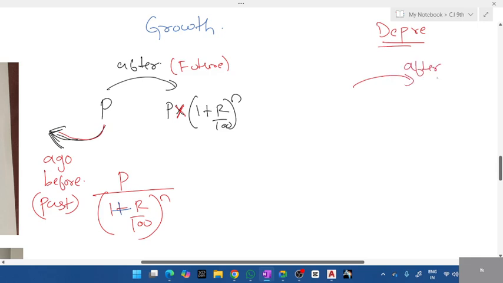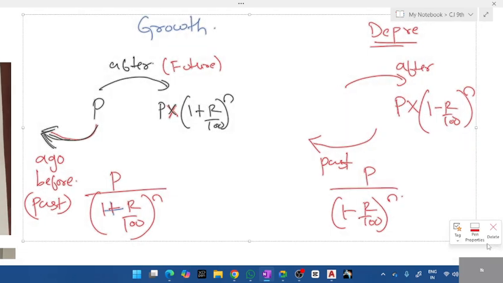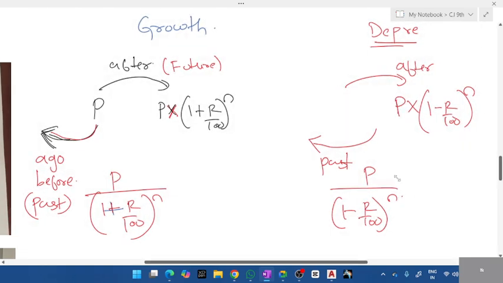That is for future calculation. What do you do? Multiply or divide? We multiply. But minus or plus? Minus r by 100 to the power n. The same if there is before or ago, a past tense word given. Past tense, you have to divide. P divided by 1 minus r by 100 to the power of n. Okay, remember this. We'll solve a few questions.